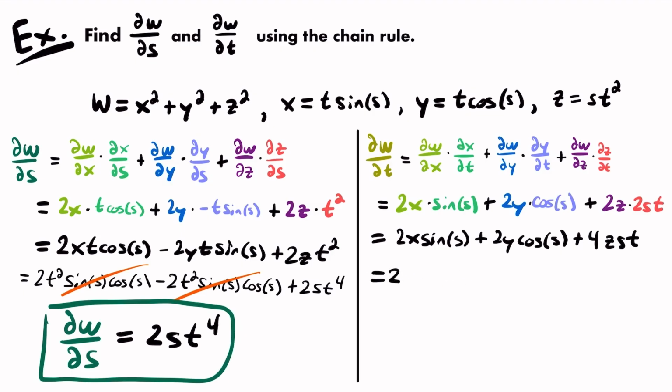What we have here is 2t times sine squared s, and then we have plus 2 times y, where y is t cosine s. So we have t cosine s times cosine s. But once again, we have a cosine s and a cosine s, just like we had two sine s's. And so you can multiply those together and get cosine squared s. All right, so I'll do that right here, cosine squared s. And then we have plus 4 times z, which is st squared. So we have st squared times st, and we'll simplify that then.